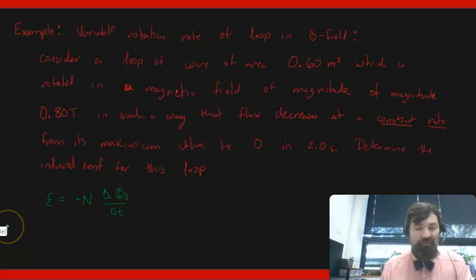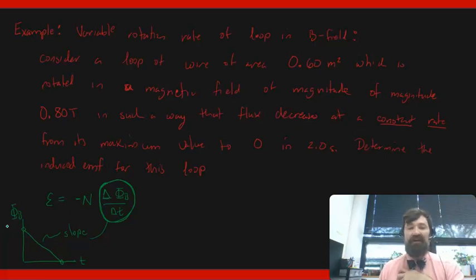So we would have to figure out what the value is. A constant rate of change, for what it's worth, is akin to saying that I'm going to graph the field flux here, and I'm going to graph time here. And I've been told it goes from the maximum value down to 0 at a constant rate of change. So the slope of this line from maximum value to 0 is equal to that rate of change. That's just how slopes work on graphs of things versus time.